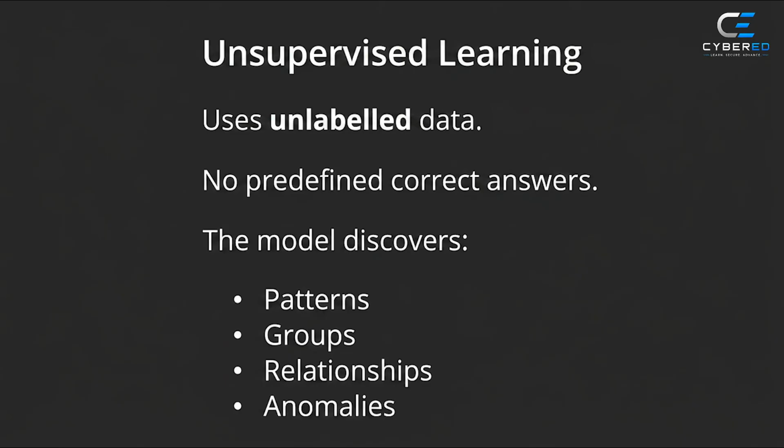Unsupervised learning works differently. The training data does not contain labels or correct answers. Instead, the model attempts to discover structures and patterns itself. This makes unsupervised learning particularly useful when we don't already know exactly what we're looking for. Think of it as learning without a teacher.